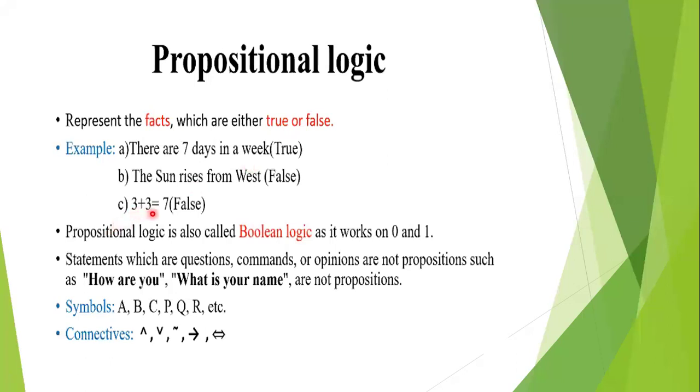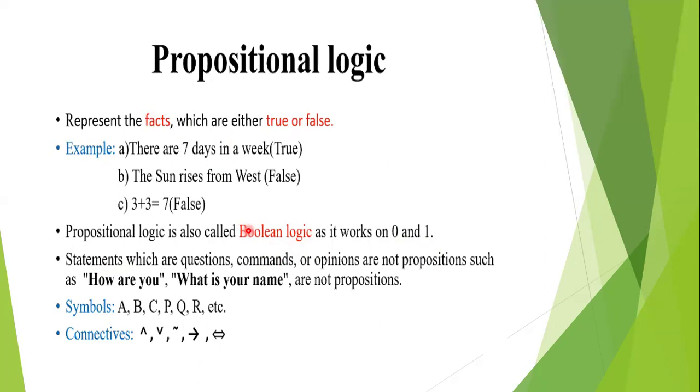If you take 3 plus 3 equal to 7, it will be either true or false. So propositional logic is also called Boolean logic, and it works on zeros and 1s. So 0 means true, 1 means false. Statements other than these, such as how are you, what is your name, what are you doing, how is the weather, we can't express in propositional logic. These are questions we can't handle here.